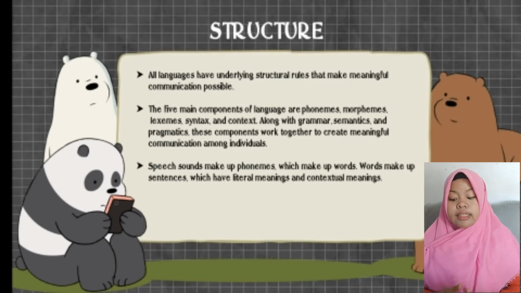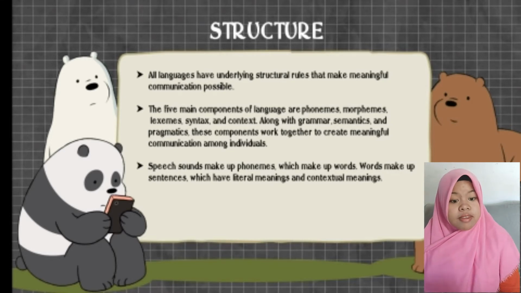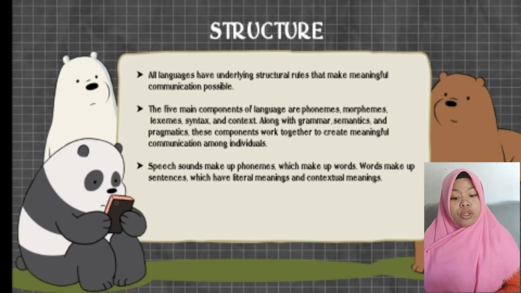And this diagram outlines the relationship between types of linguistic units. Speech sounds make up phonemes, which make up words, and words make up sentences, which have literal meanings and contextual meanings. Okay. For the 5 components of language, I will explain them one by one.